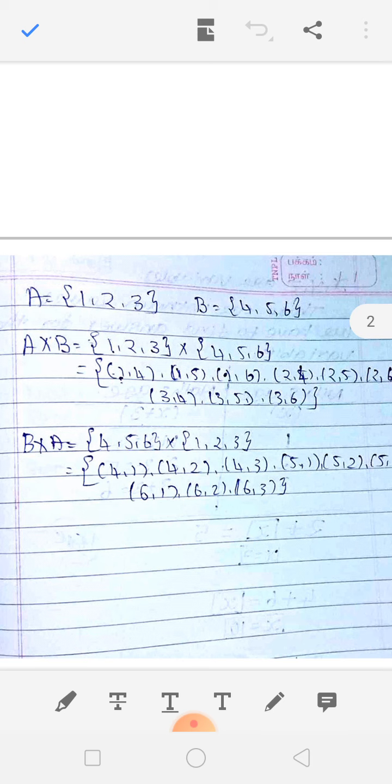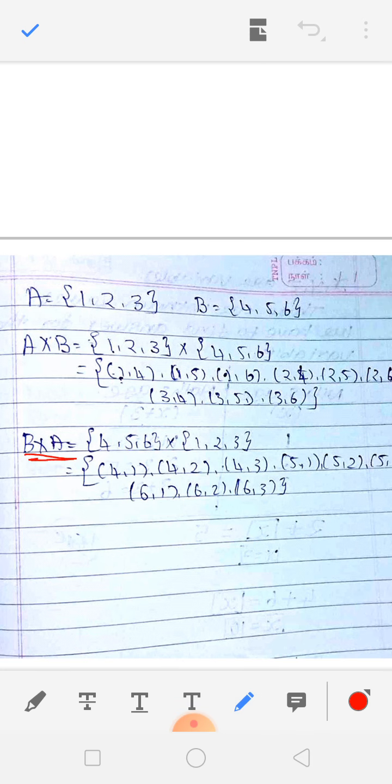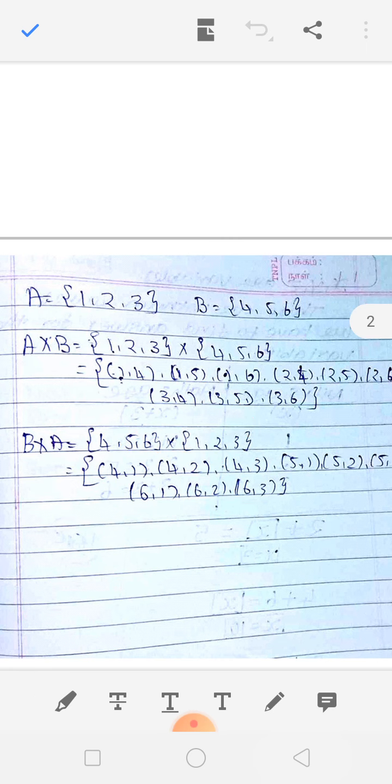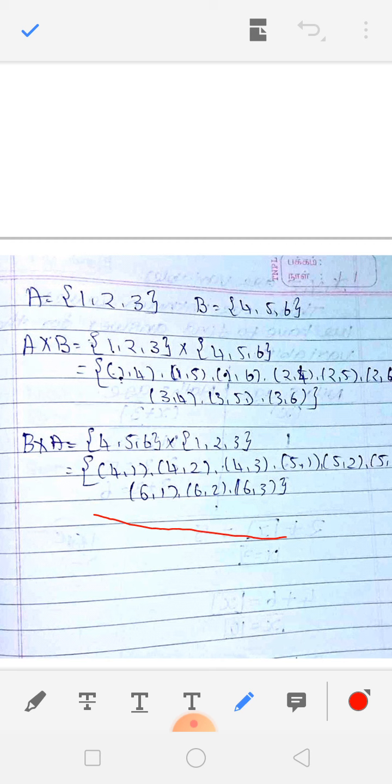All the second values in the pairs are B values. Now look at here, B cross A. So I have to write the B set first and then the A set second. How am I supposed to multiply one set by another set? 4 comma 1, 4 comma 2, 4 comma 3, 5 comma 1, 5 comma 2, 5 comma 3, 6 comma 1, 6 comma 2, 6 comma 3. So I just found that this is my B cross A value.